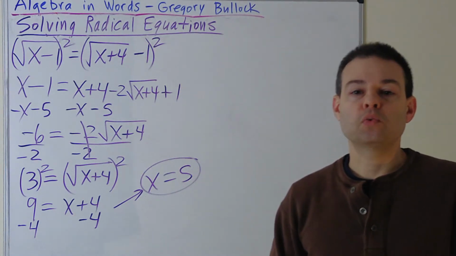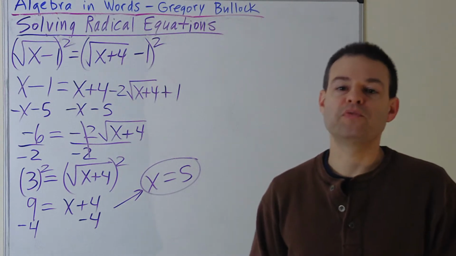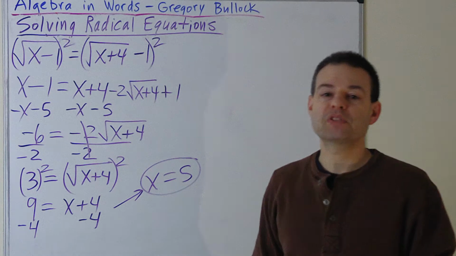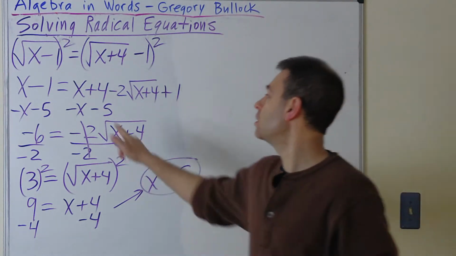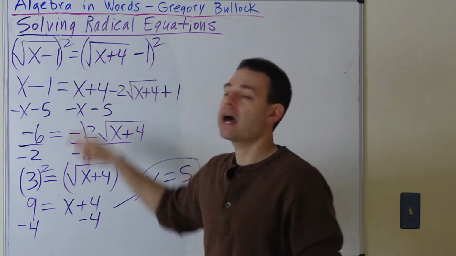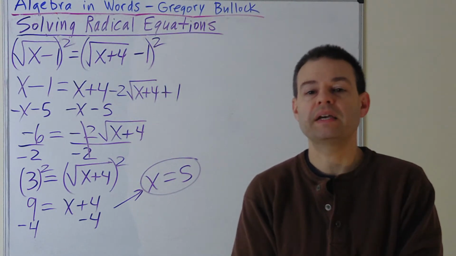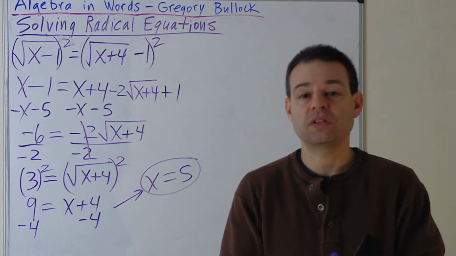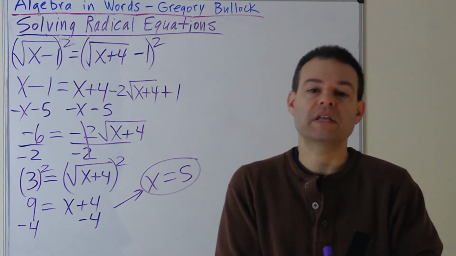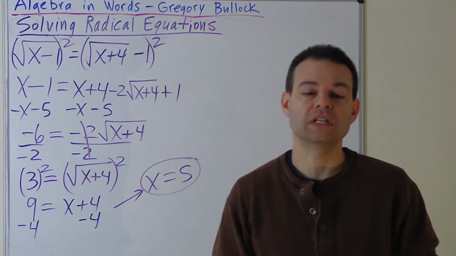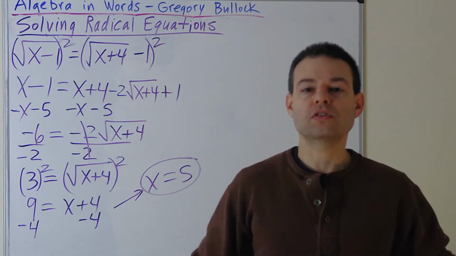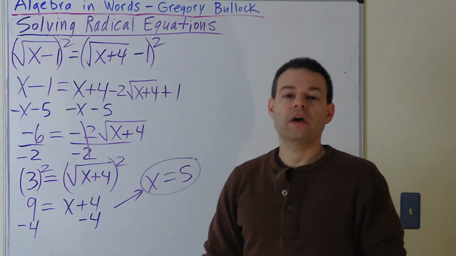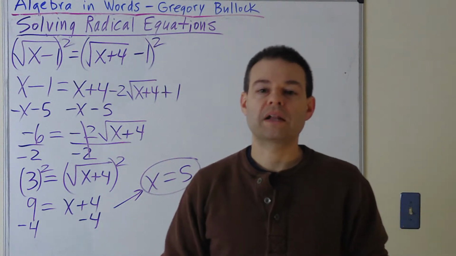And x equals 5. Now, technically, before we circle that, we should check our answer by taking the 5 and substituting it back into the original equation, putting 5 in for each x, and then simplifying and making sure that the left side equals the right side. And if it does, which in this case it will, then that means that this is the solution and we can circle it.